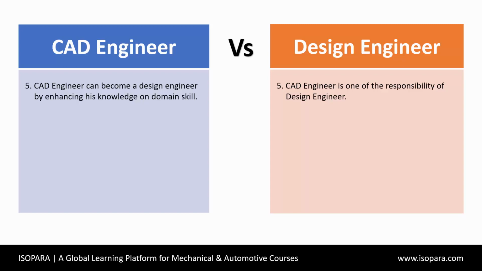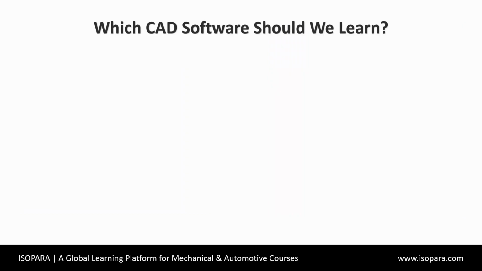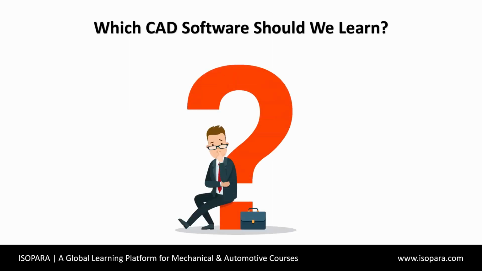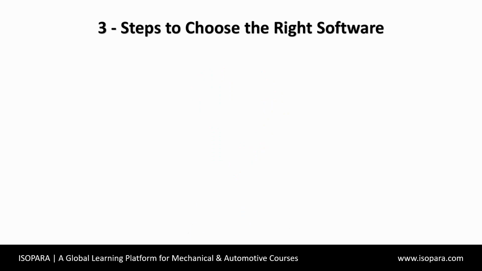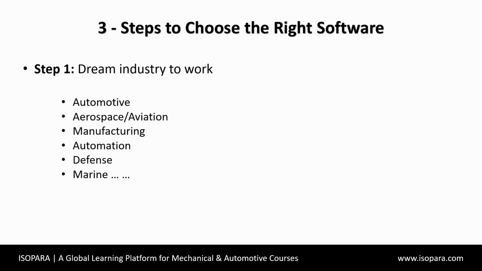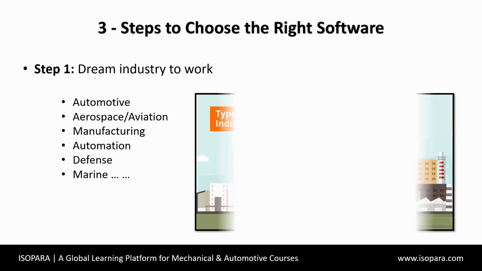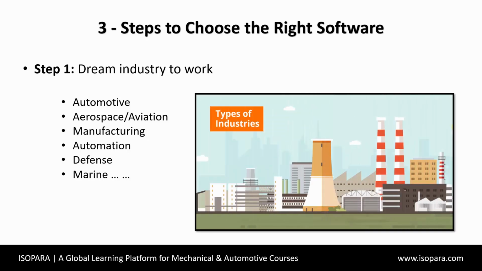With this difference between a CAD engineer and a design engineer, we can understand what the essentials are required to become a design engineer. Now, let's move toward our next point, which software should we learn? What are the steps? So here is step 1, that is, the dream industry to work in. First decide what is your dream industry or the type of industry you want to work in, such as automotive, aerospace or aviation, manufacturing, automation, defense, marine, etc.